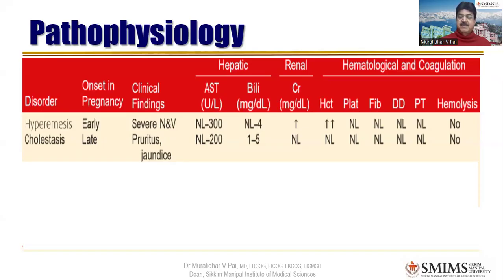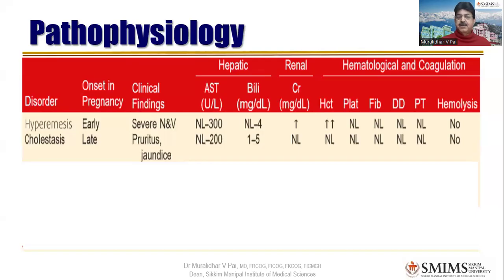So in hyperemesis, in fact, it goes beyond 250, but here it is normal or 200. That is the hallmark. Bilirubin, again, I told you in the very first slide, it is not very high. It is up to 5 only. Renal functions are normal. This is how you can differentiate.